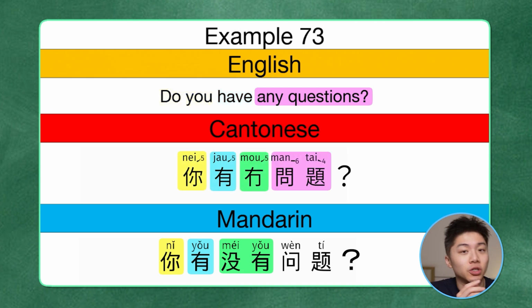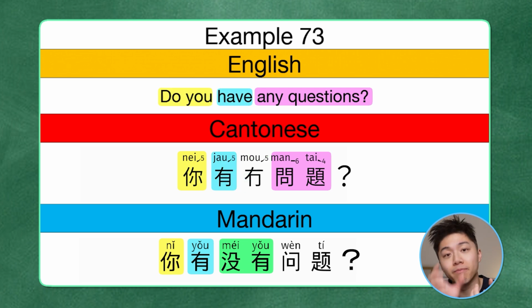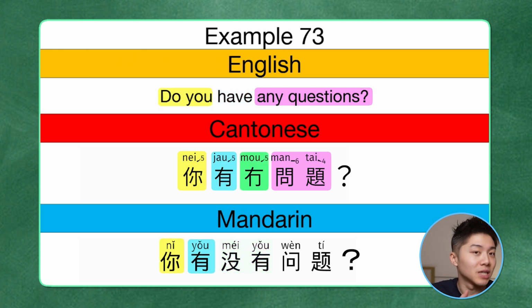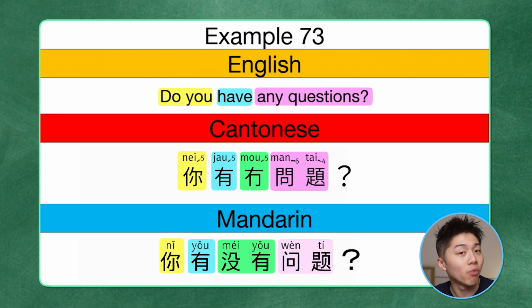你有冇問題? Do you have, or 有 to have, and then 冇 to not have. In Mandarin, 你有 to have, 沒有 not have, 問題 問題. So that's basically how we ask questions. So 你有冇問題? 你有沒有問題? That's one of the ways we ask questions in Chinese.